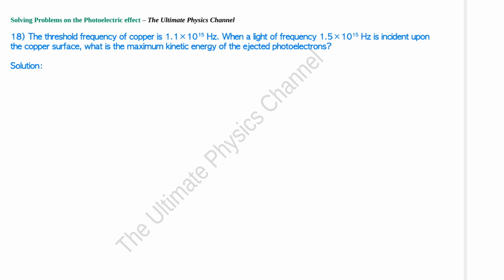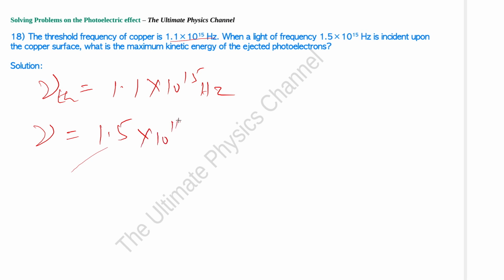The threshold frequency of copper is 1.1 into 10 power 15 Hertz. When a light of frequency 1.5 into 10 power 15 Hertz is incident upon the copper surface, what is the maximum kinetic energy of the ejected photoelectrons? So we know that the threshold frequency of copper here is this, and then the incident frequency is given as this. The maximum kinetic energy is a very simple calculation, right?